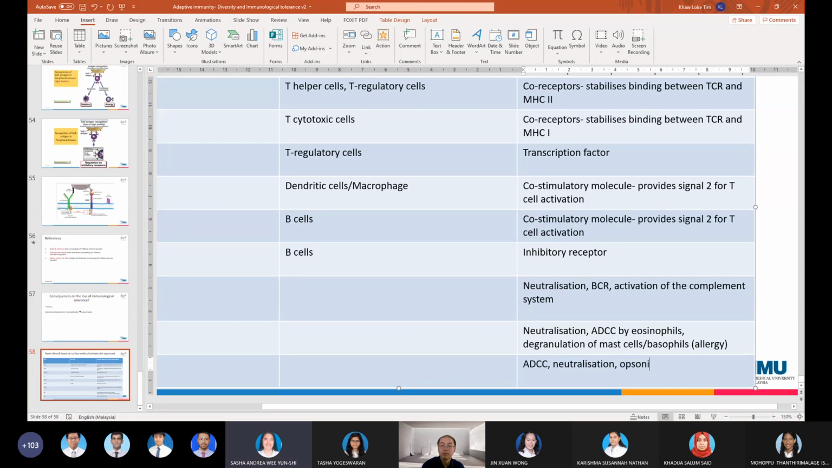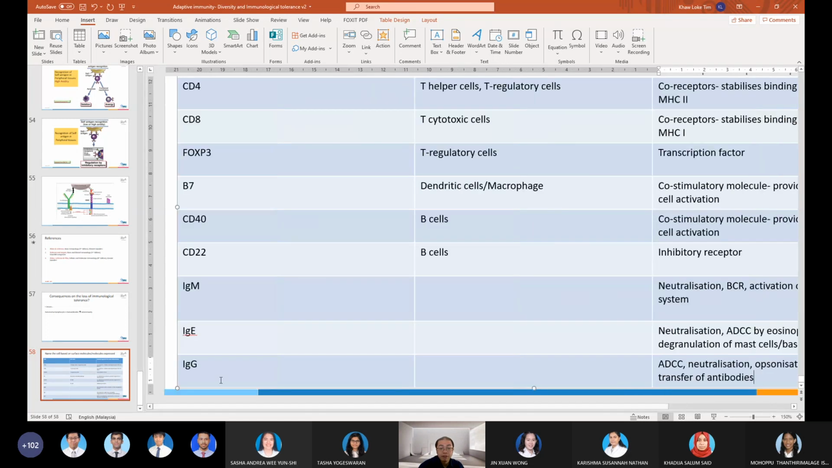Opsonization. They are the only type of antibodies that can do that. They can actually cross from the placenta into the fetus. Okay, and in terms of affinity, they're actually the strongest.